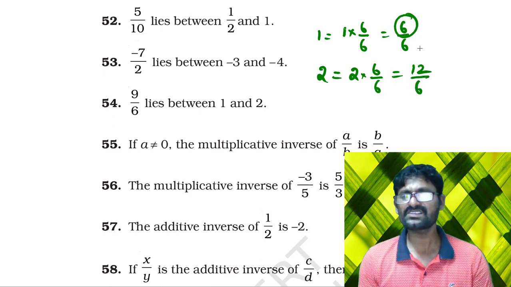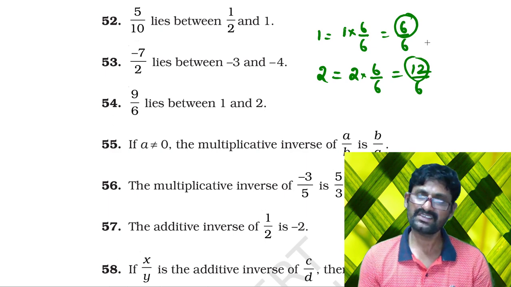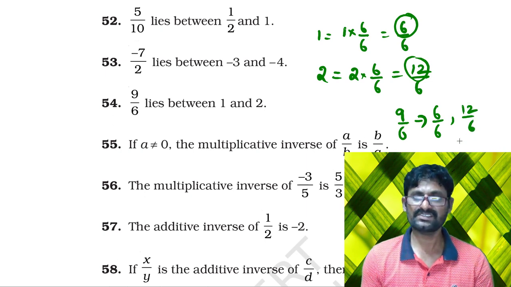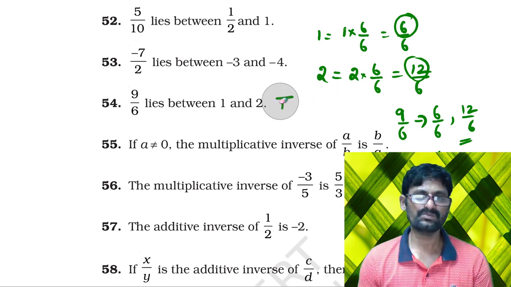Now in between 6 and 12 we have 7, 8, 9, 10. Do we have 9 between 6 and 12? Yes, surely. So 9 by 6 is in between 6 by 6 and 12 by 6. So that means 9 by 6 is in between 1 and 2, surely. So that is a true statement. 54th is true statement. Right. Let's go to the next problem.